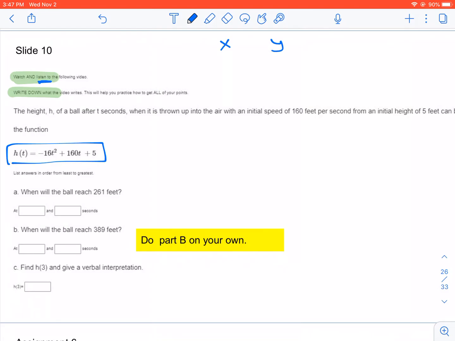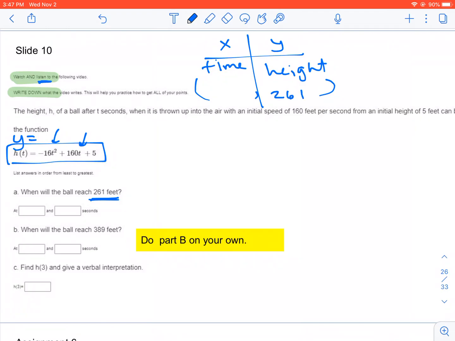and then I'm also going to make a little table up here to remind you that here this t is in the x spot and t is talking about time. And then our h of t is like saying y equals, and that's talking about our height. So every time we have a point, remember that your first number is talking about time, your second number is talking about your height. Okay, so we're going to go type that in, and it says when will the ball reach 261 feet? That's height.